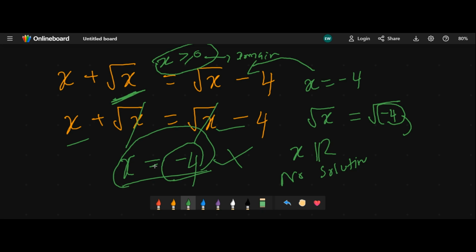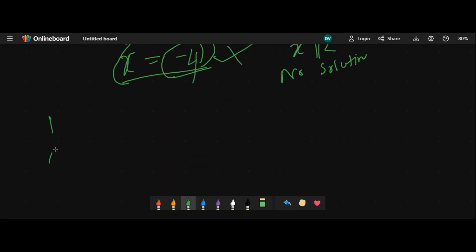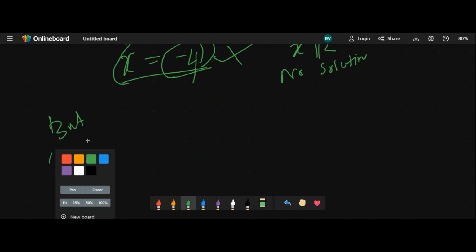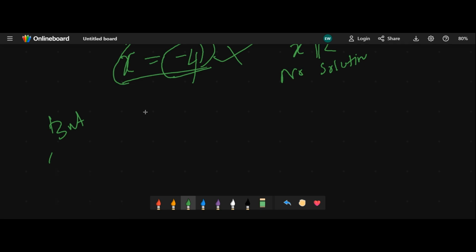But it really depends on what level you are in, what maths class you are in. If you are in advanced level or university, you know something about complex numbers. If we assume x is on a complex plane, you can have an answer.